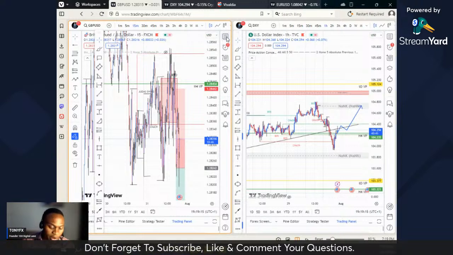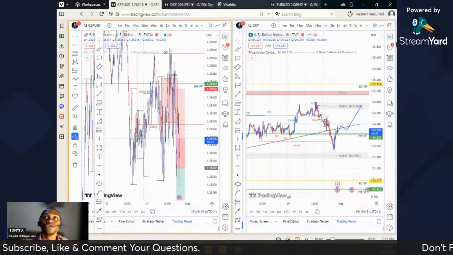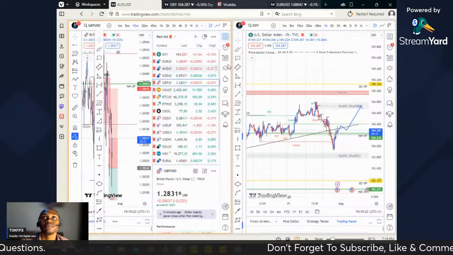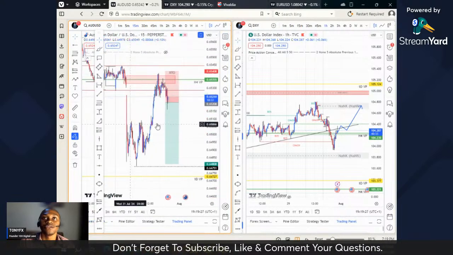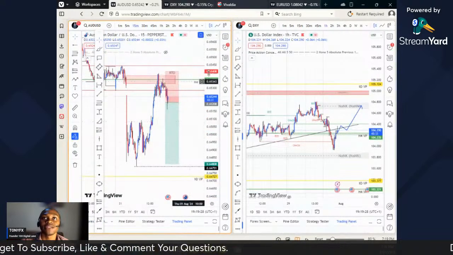Apply proper risk management, guys. AUD USD for the sell. You can see the dollar gaining ground against every other currency.